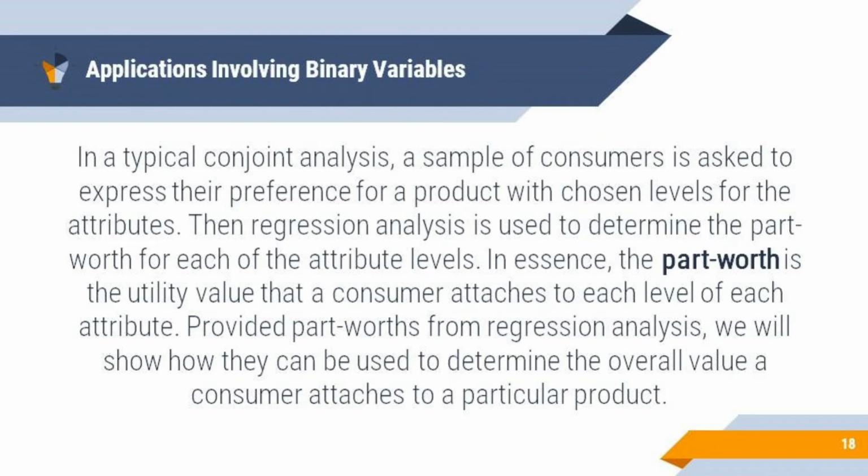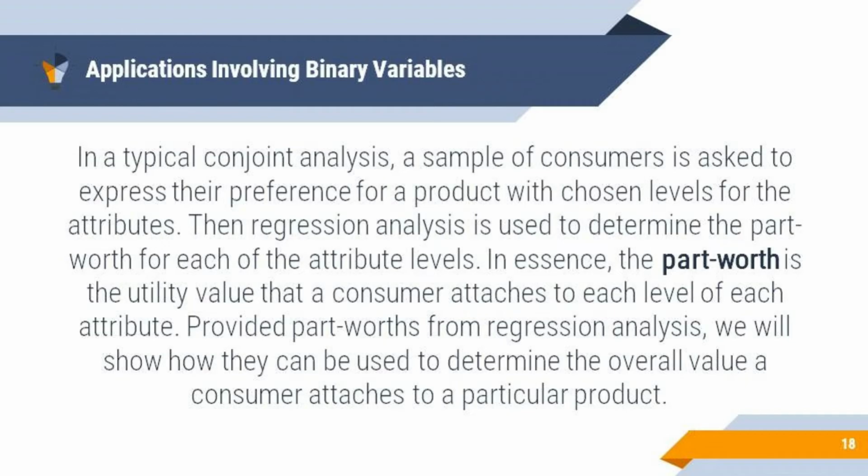In a typical conjoint analysis, a sample of consumers is asked to express their preference for a product with the chosen levels for the attributes. Then regression analysis is used to determine the part worth for each of the attribute levels. In essence, the part worth is the utility value that a consumer attaches to each level of each attribute. Provided part worths from regression analysis, we will show how they can be used to determine the overall value a consumer attaches to a particular product.